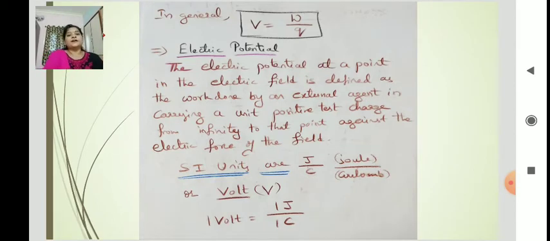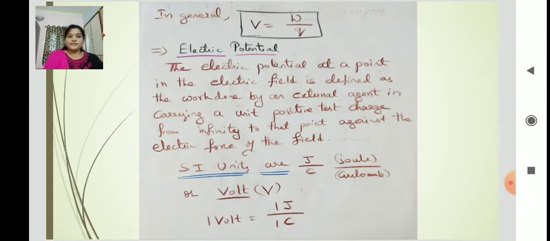So we can define the electric potential at a point in the electric field as the work done by an external agent in bringing a unit positive test charge from infinity to that point against the electric force of the field.